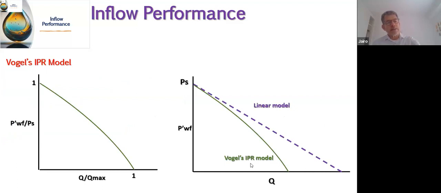When Mr. Vogel worked on this, the left plot is the ratio from 0 to 1 on both axes. But when it's Q versus the bottom hole pressure, it is the one to the right. So the IPR model is Vogel's, the green curve, and the linear model that we explained at the beginning.